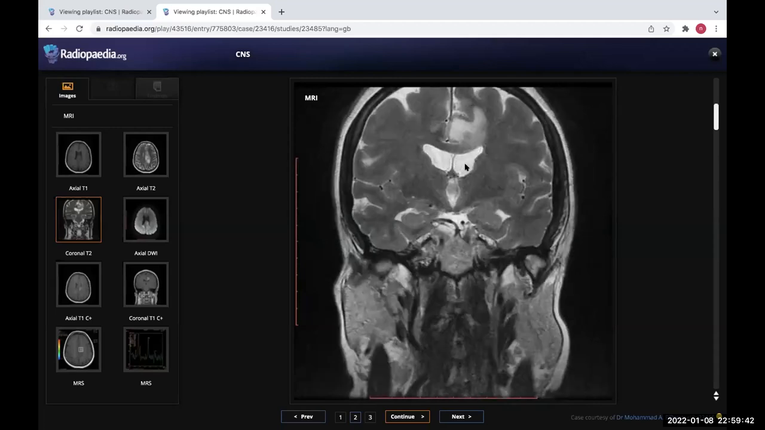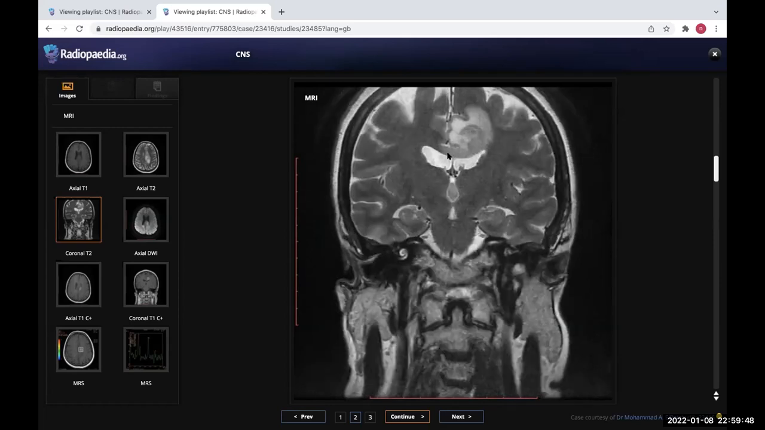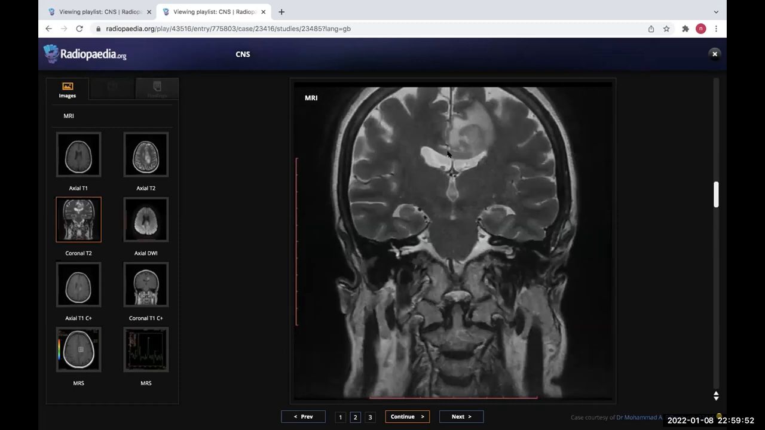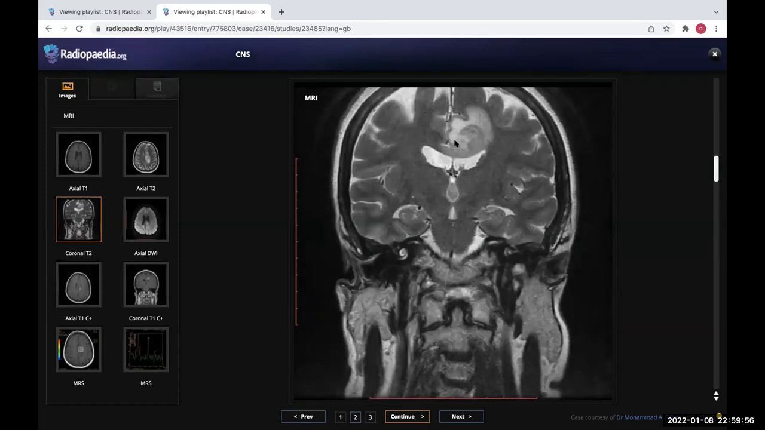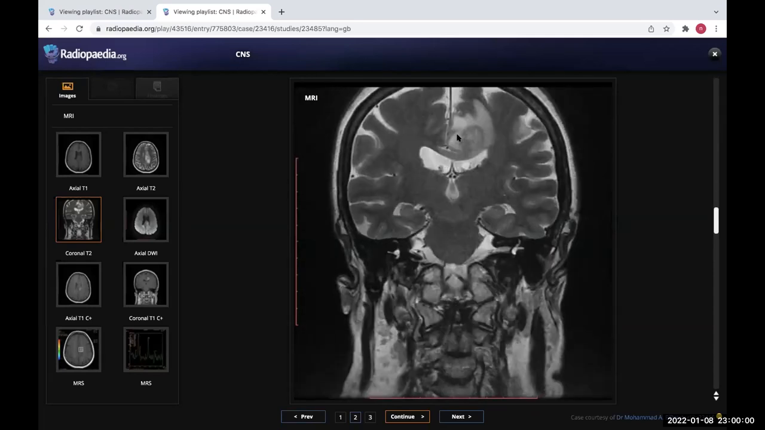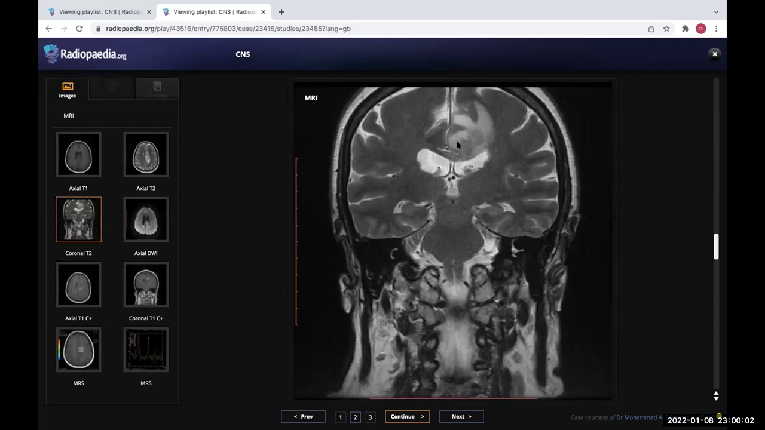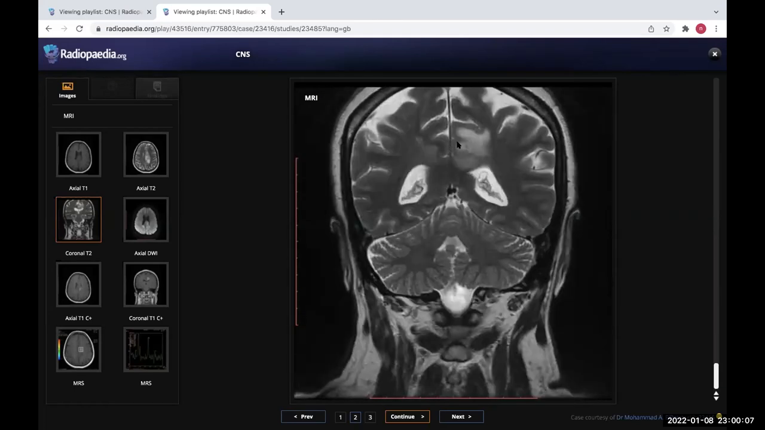Yeah. It is iso to maybe hypo as well. Yes. There is a hypo component as well. And surrounded with some finger-like hyperintensity. Which is edema. Yeah. What kind of edema is this? It would be the vasogenic edema.